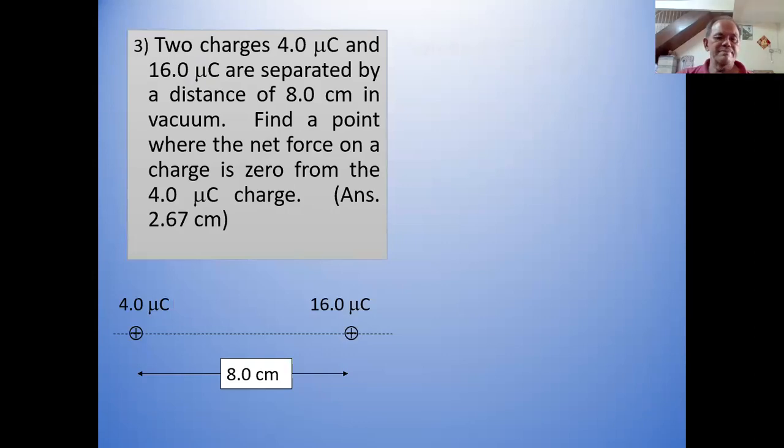Try this one. Two charges, 4 microcoulomb and 16 microcoulomb, are separated by a distance of 8 cm in vacuum. Find a point where the net force on the charge is 0 from the 4.0 microcoulomb charge.